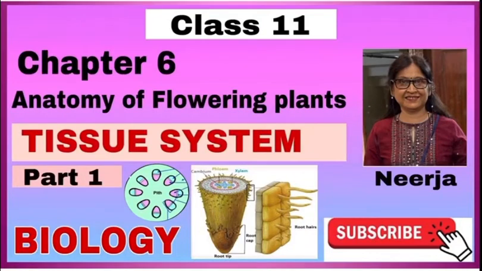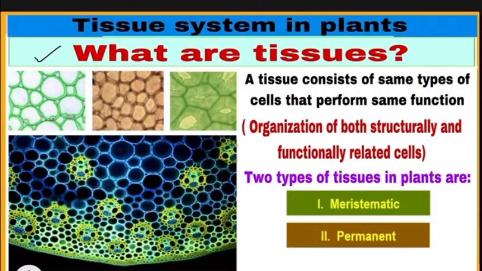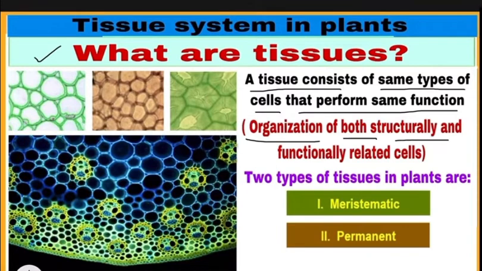Hello students, in chapter number 6, Anatomy of Flowering Plants, we will discuss tissue system in this part 1 video. Let us first define tissues. What are tissues? A tissue consists of same types of cells that perform same function, or it is the organization of both structurally and functionally related cells.